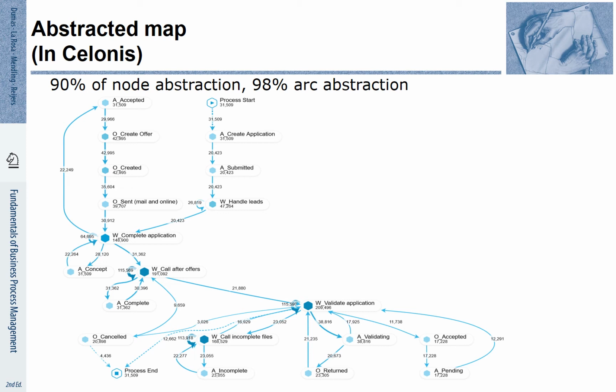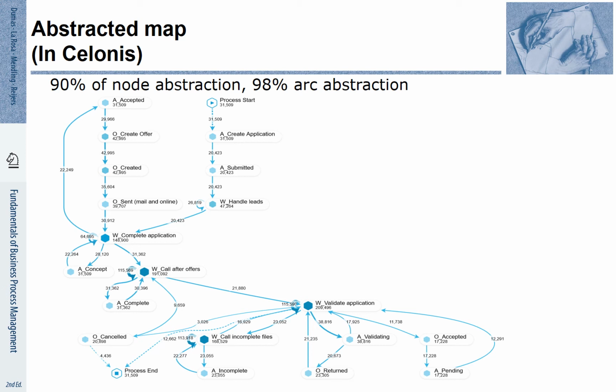The status complete application is associated with 3 different loops. The first loop is from complete application to complete application again. That means certain revisions have been done to the application. Or there's also a loop along concept. It is revising the concept. And there is a loop upwards towards accept, create offer, created, and send mail and online.